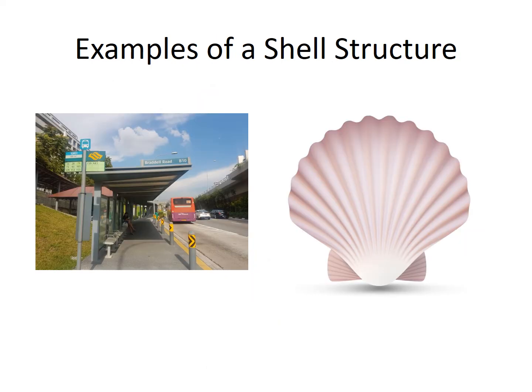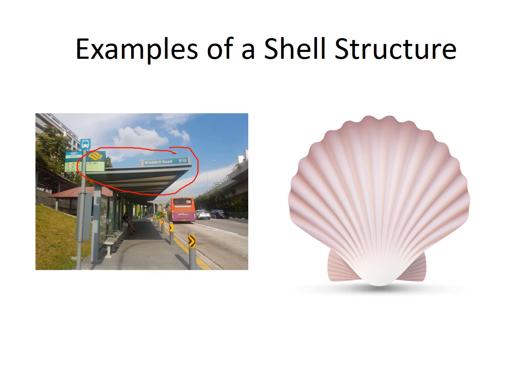These are some examples of a shell structure. Now, particularly if you look at this bus stop on the left, I'm not referring to the structure itself, I'm referring to the roof of this particular bus stop. If you look at it, the roof is one whole piece of material. So it is shielding the passengers from the sun and the rain. In this case, this is a whole piece of material that's providing the support or the protection. And that's why this is called a shell structure.